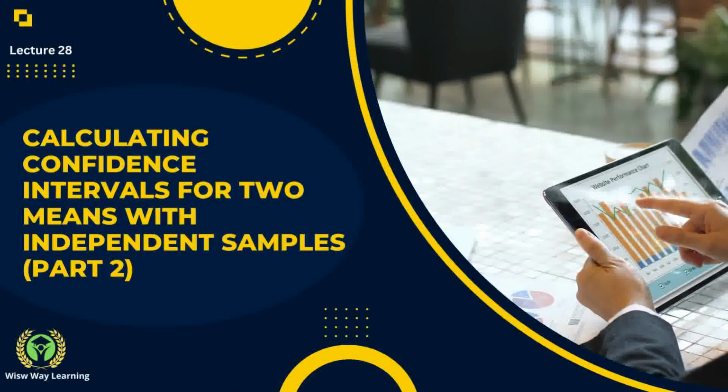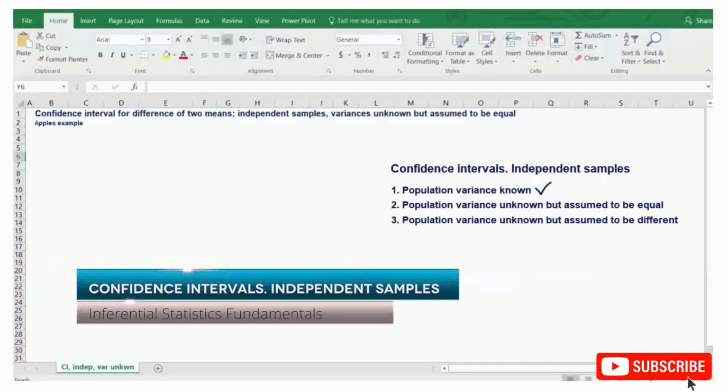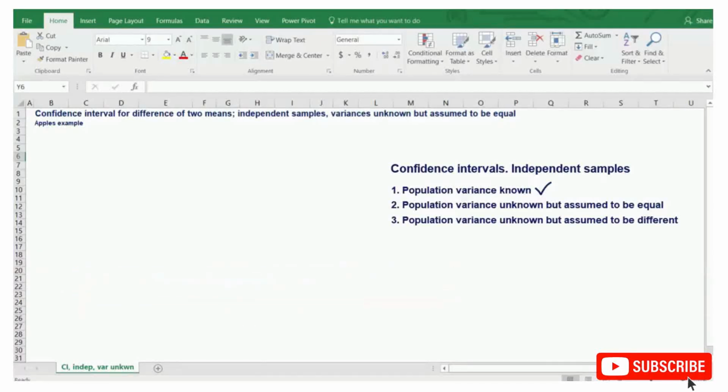Lecture 28, Calculating Confidence Intervals for Two Means with Independent Samples, Part 2. Hi again. In the last few lessons, we've been focusing on confidence intervals. We'll do that here too. This lesson is about independent samples with variances unknown but assumed to be equal.